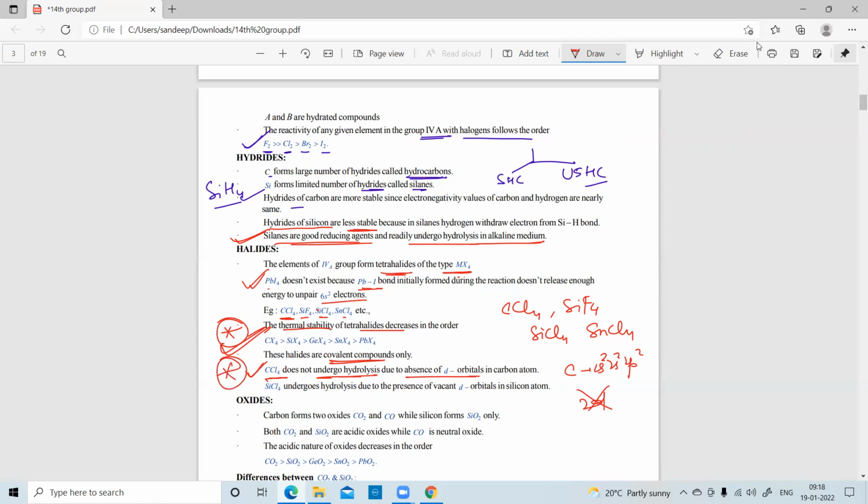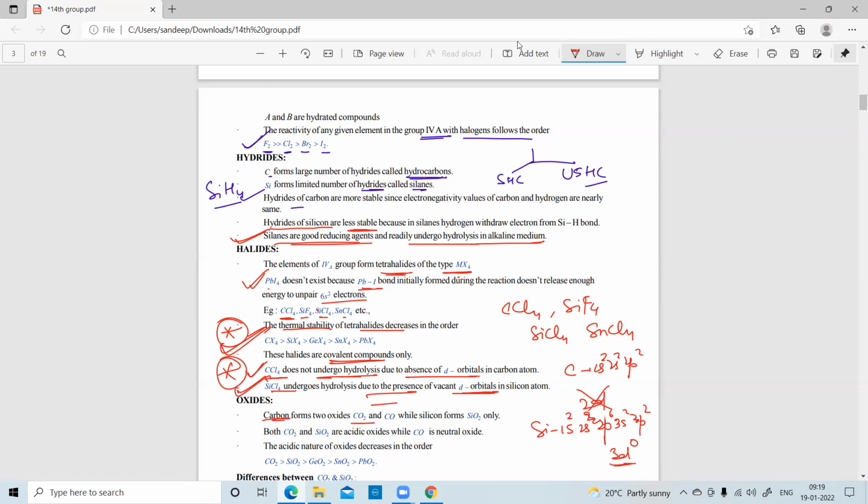This is a very important question which has been asked in competitive exams. Silicon tetrahalide will undergo hydrolysis due to the presence of vacant d orbital. Silicon has a vacant d orbital: 1s2, 2s2, 2p6, 3s2, 3p2. So 3d is vacant here. So it has a vacant orbital, and it will accept the lone pair from water. Water acts as a ligand here.